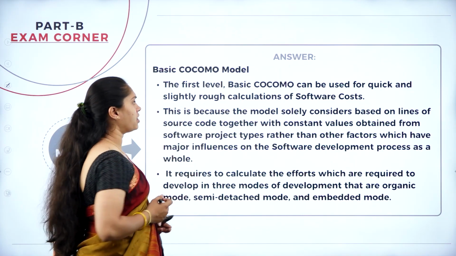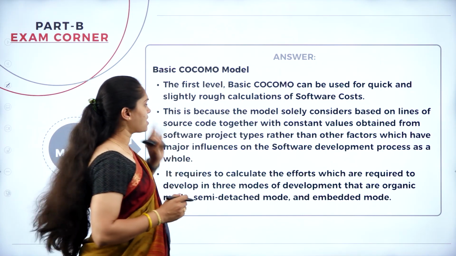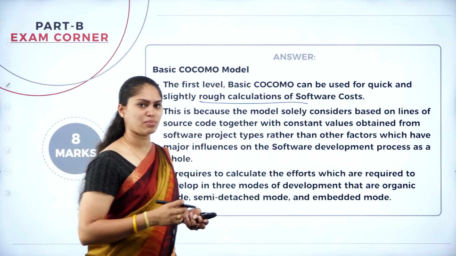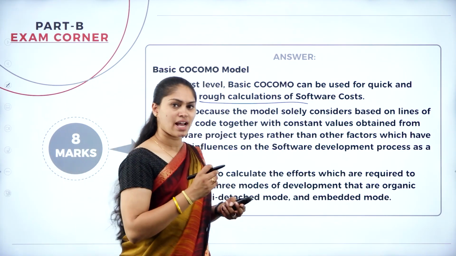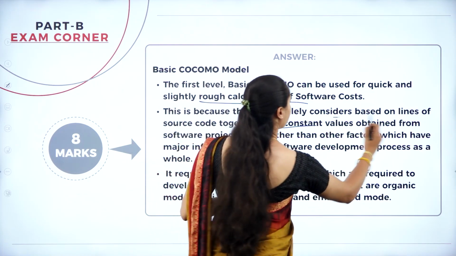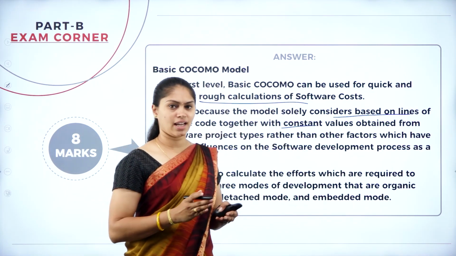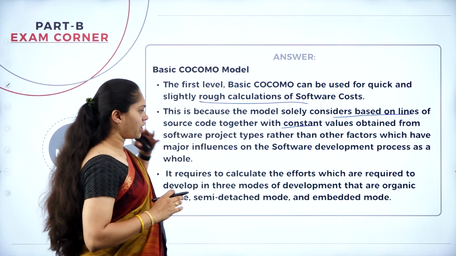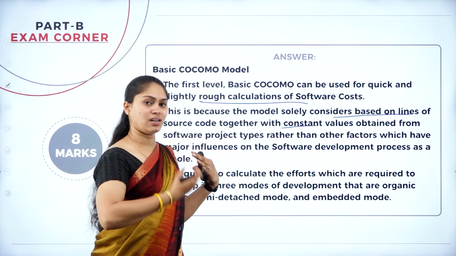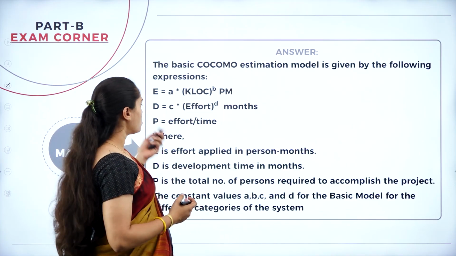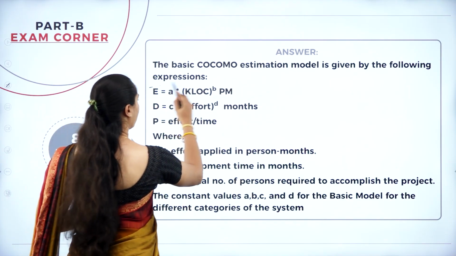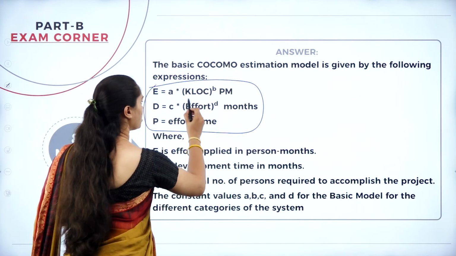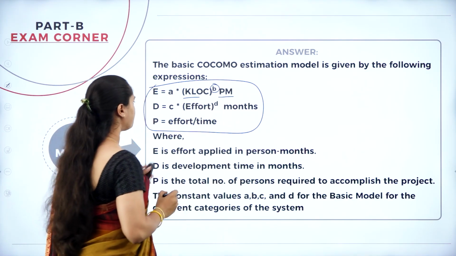Mainly, the basic Cocomo model is just like a rough calculation of a software concept. We are going to use some constant values, along with certain baselines or KLOC, kilo lines of code. With the help of that, we are just estimating the cost. Here you can see that we have an expression. This is very, very important. E is equal to A into KLOC power B PM.